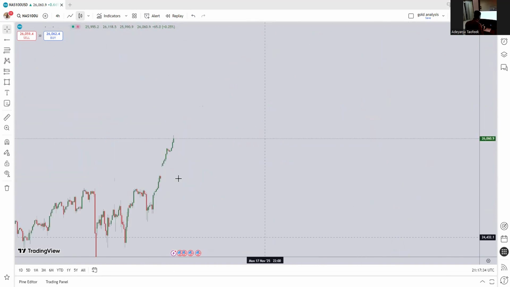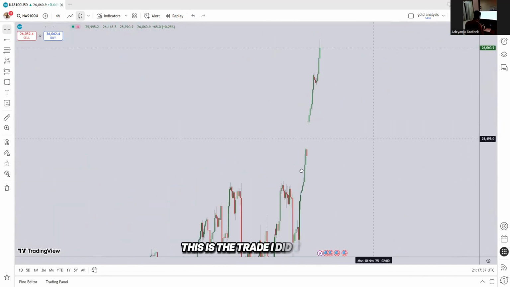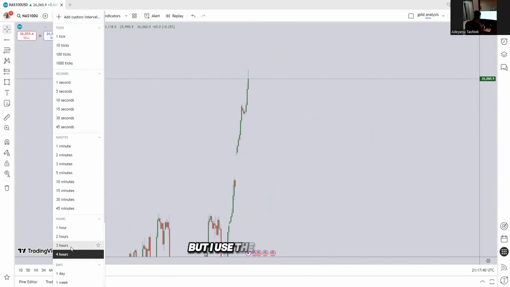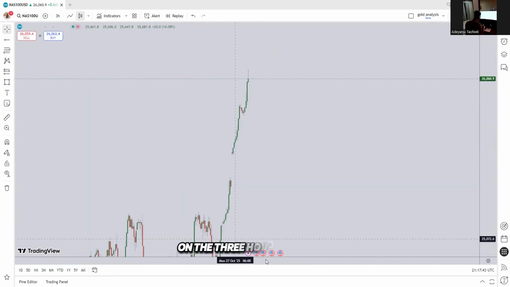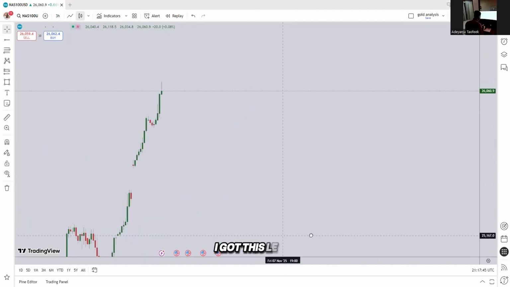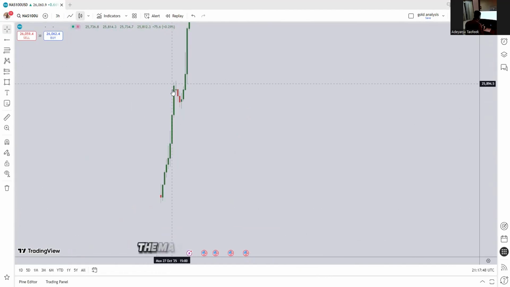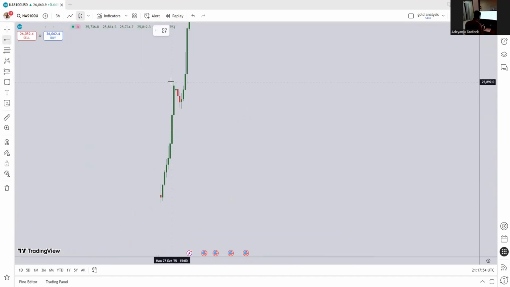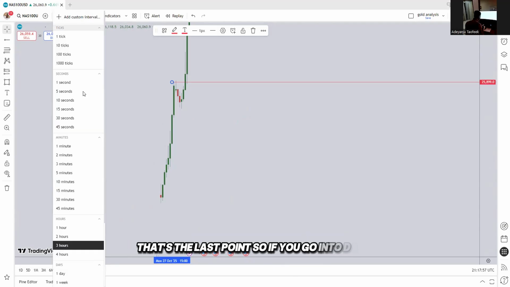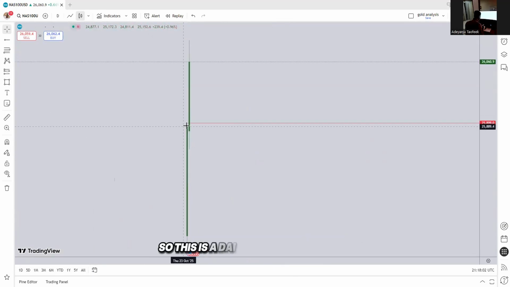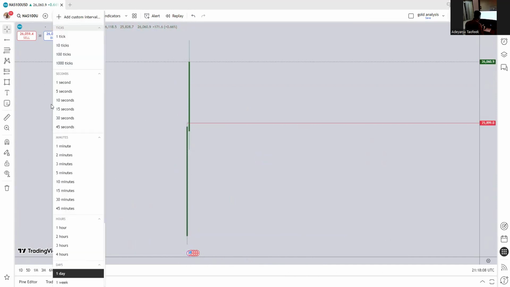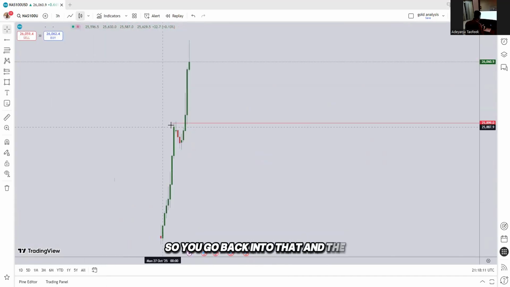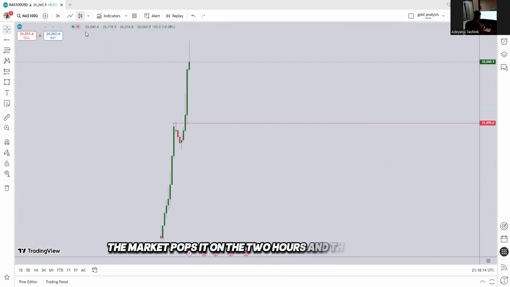So today, this is the trade activity today. This is the 4 hours, but I use the 3 hours. For the 3 hours, I got this level. The market sold by this last point, right? That's the last point. So if you go into daily, you could get this one. So this is daily, right? You wait there for price to tap into the high. So you go back into that, and the market taps it, and then it unfolds.